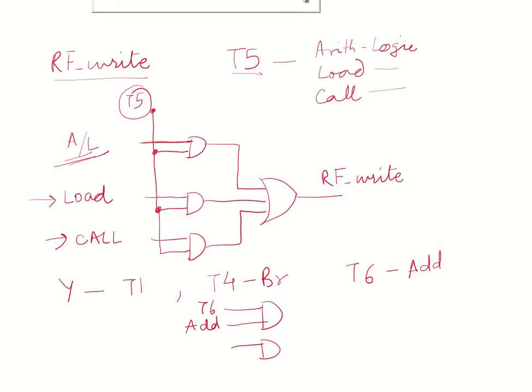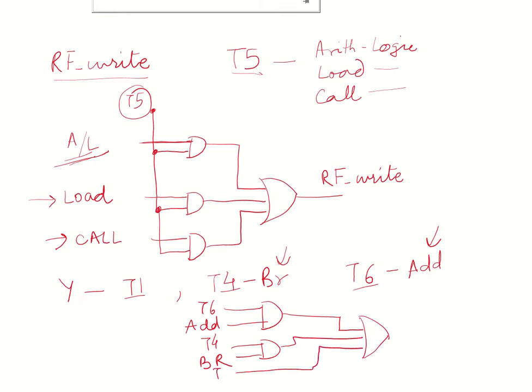another AND gate which says T4 and BR. So all these T1, T4 and T6 are coming from the step counter. Add and BR, these instructions are the output of the instruction decoder. We can send it to an OR gate again over here, and this is T1. This is how Y can be generated. So these are just a few examples of how hardware generation of control signals takes place.